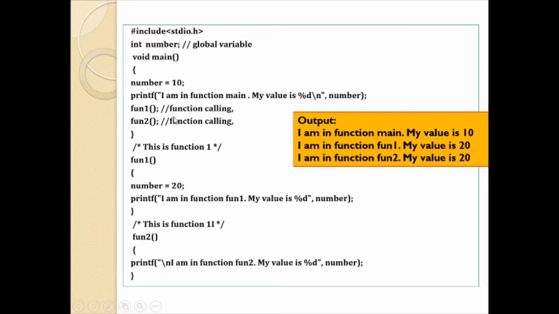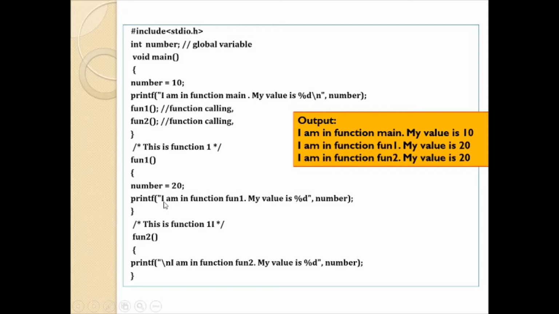Because the current value of number is 10. Now what we are doing here is calling function 1. We have two other functions in this program, function 1 and function 2. First is the function call. When you call this function, control will go to function 1. There you are assigning number as 20. It is allowed, so 20 is now assigned to number.